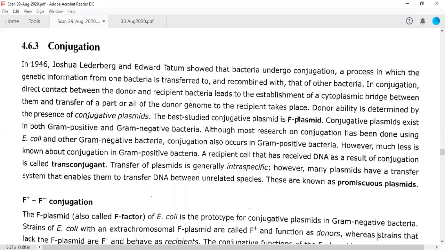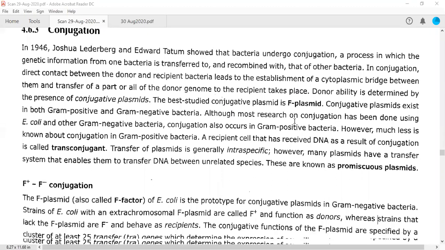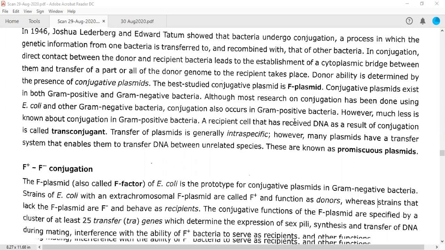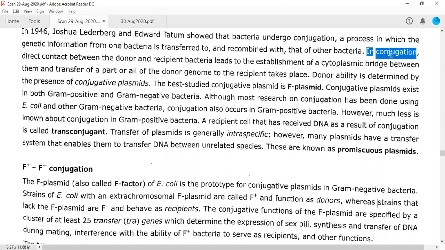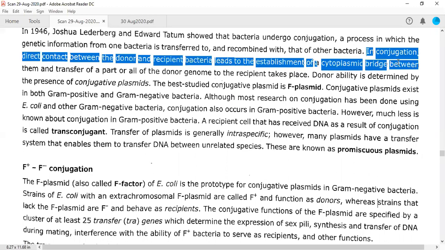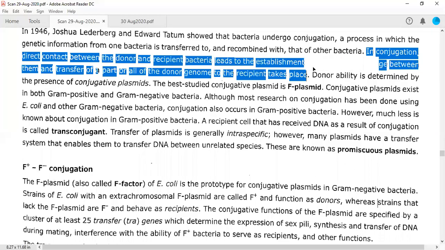If a bacterium has the fertility plasmid, it is able to act as a donor cell. The F plasmid has two sets of genes, which we will discuss: one called DTR and one called MPF genes. Conjugation is a process in which genetic information from one bacterium is transferred to and recombined with that of another bacterium. Direct contact between the donor and recipient bacteria leads to the establishment of a cytoplasmic bridge. This is the distinguishing feature: there is direct contact between the two bacteria, one donor and one recipient.